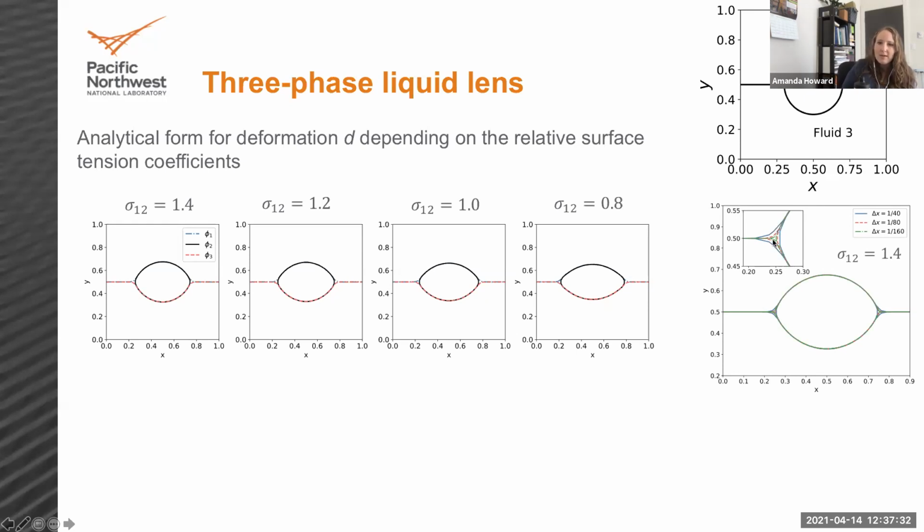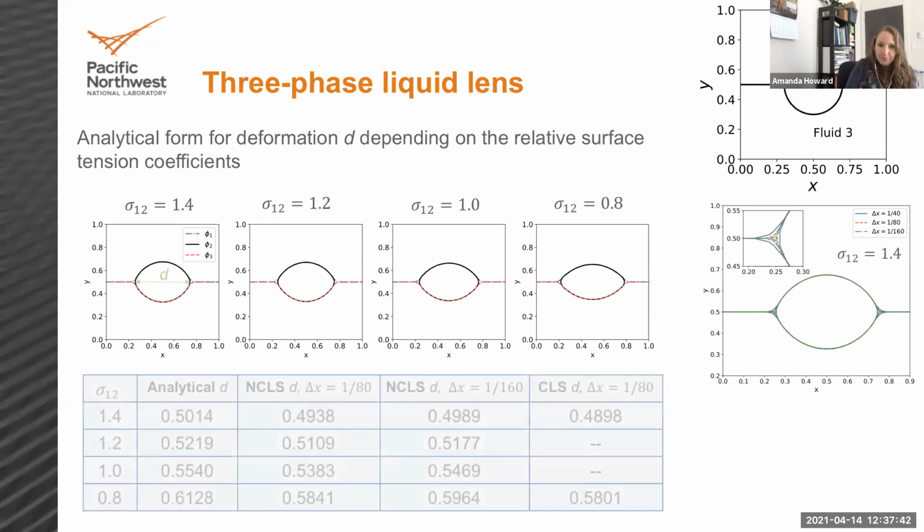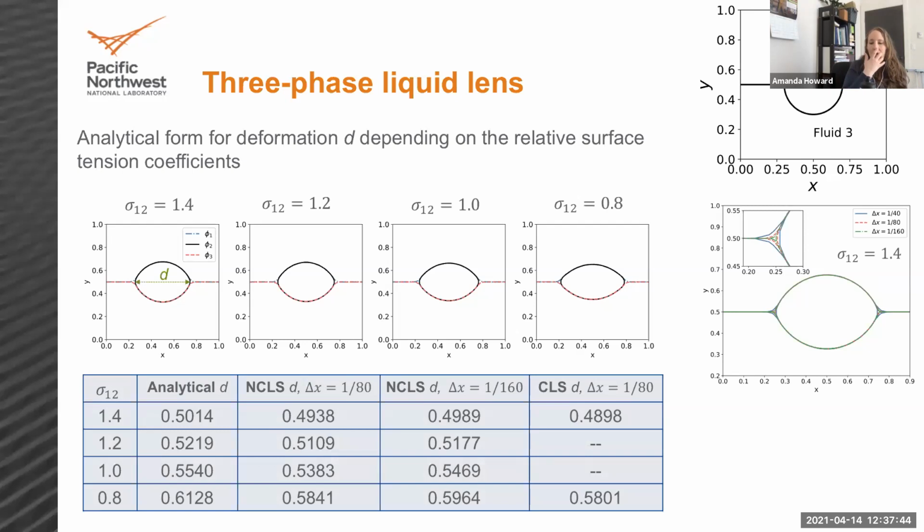And we can see that void that forms. There is a void, but it is really small, and it is getting smaller as we increase the resolution. So in the limit of infinite resolution, that void would go away. And then we can also look at the analytical deformation of the drop compared to our method in CLS at 2 different resolutions and the traditional method. And what we can see is our method is more accurate because we don't have overlaps and voids that form.